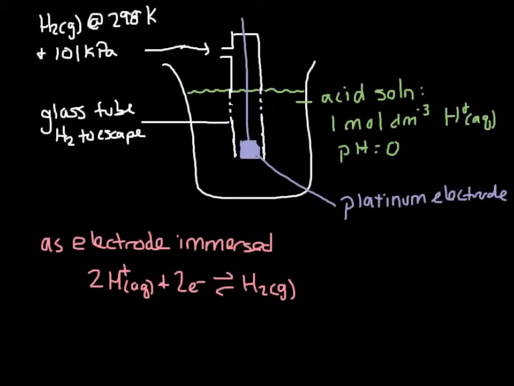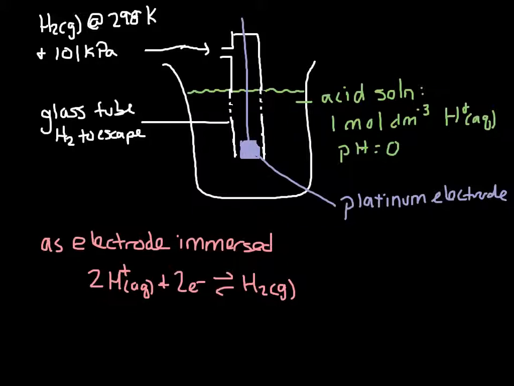Alright, so here's the setup of what happens to create your standard electrode potential. We have a half voltaic cell created. In the beaker we have an acid solution. There's 1 mole per decimeter cubed of aqueous hydrogen ions from that acid solution. And this solution has a pH of 0, which means we can assume full dissociation of our acid. Therefore, we are only looking at the hydrogen ions.